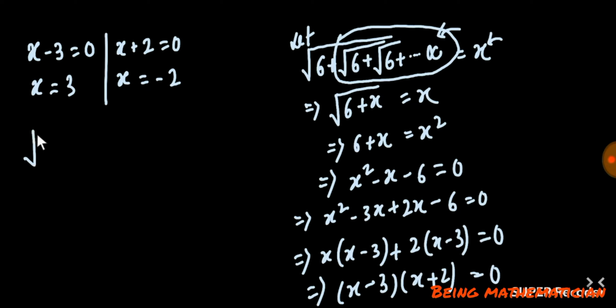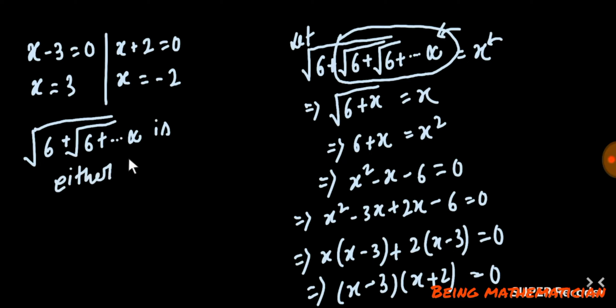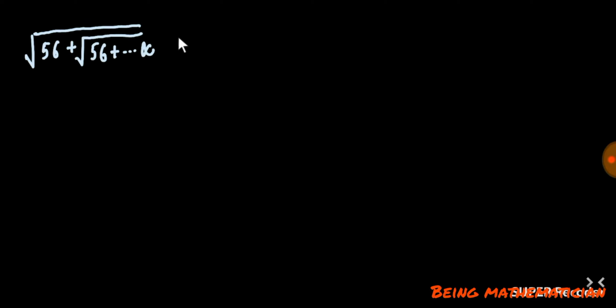So in this way we get the value of this part as either 3 or minus 2. Now let's calculate the other part, that is root over 56 plus root over 56 plus infinite. In a similar way, let this be equal to y. So now we can write 56 plus y equal to y.